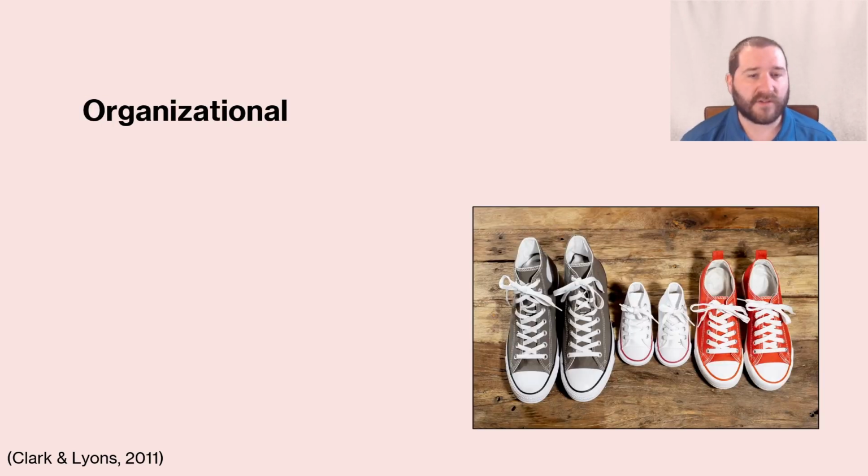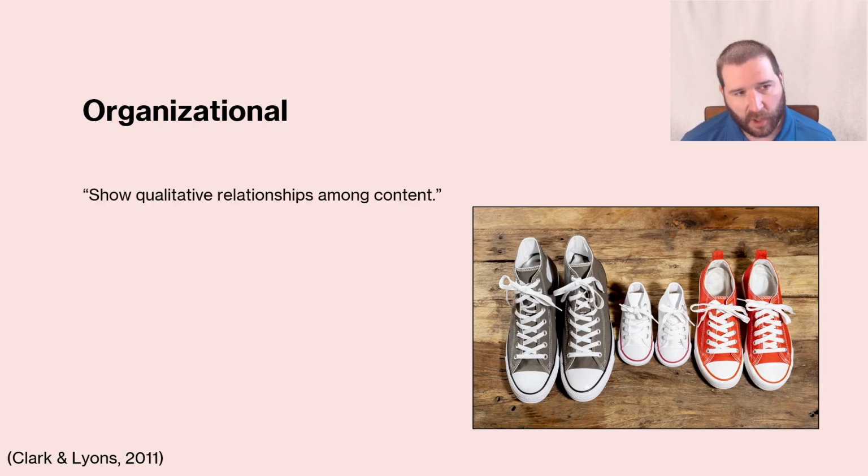Next, we have organizational instructional images. Okay, these types of graphics specialize in showing qualitative relationships among content. So in these types of photos, we'll typically have a comparison of some sort, and we also are focusing on those qualitative characteristics. You can see in this picture here, you could compare the size of the shoes or the color of the shoes, maybe if that was appropriate to your lesson in some way. Right? But the idea is we're showing the difference in those qualitative characteristics with an organizational instructional image.